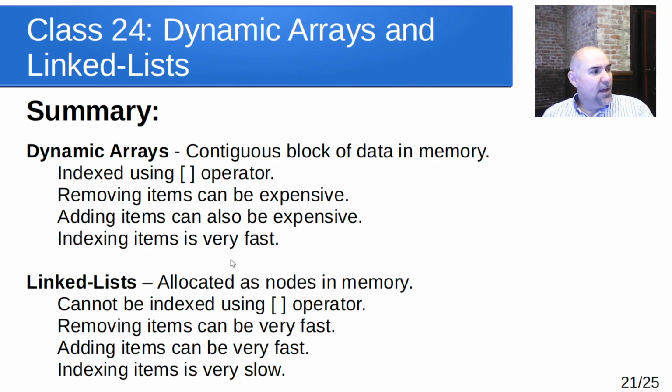But with items that are in that dynamic array, indexing them can be really super fast. The reason is that you index them with the square bracket operator. It just does pointer arithmetic and takes you right to the item that you're trying to index.